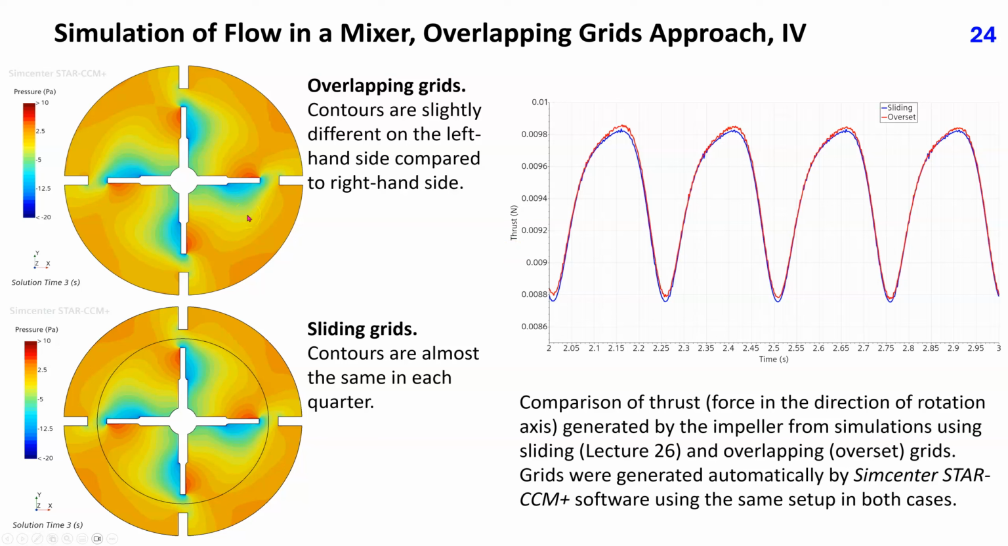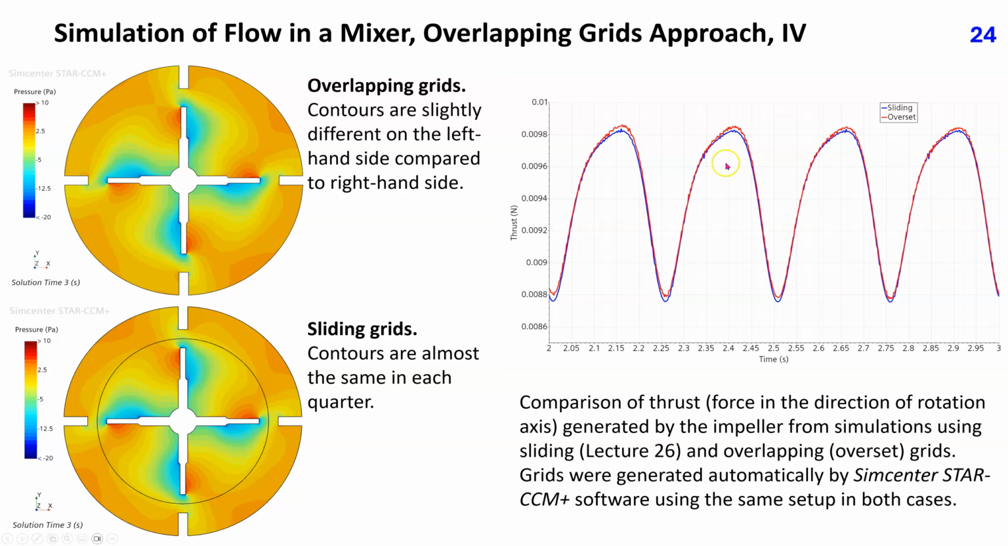In these two plots, pressure distribution in a horizontal section plane computed using overlapping grids in the upper plot and sliding grids in the lower plot are compared. Around the impeller, pressure contours are practically the same in both plots. In the outer zone, contours are the same in each quarter in the simulation using sliding grids, but there are small differences between left and right-hand side in the case of overlapping grids.